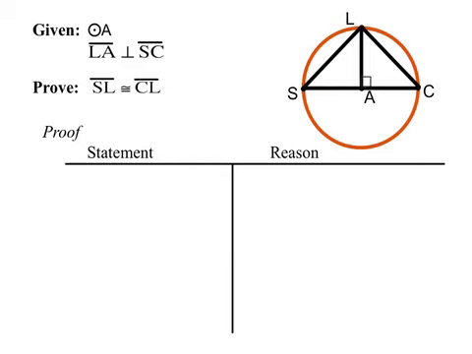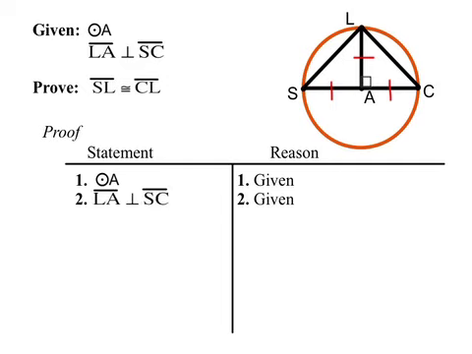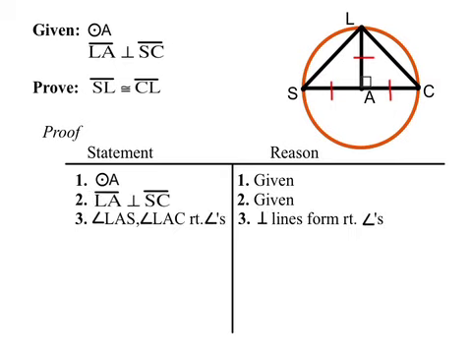Well, because of the given that the two segments were perpendicular, we'll mark that symbol to show the right angles and the perpendicularity. And then we'll mark all of our radii as congruent with single tick marks. And now we're ready for our first statement. We're going to state the given that we're given circle A. And then we'll state the other given, that segment LA is perpendicular to segment SC.